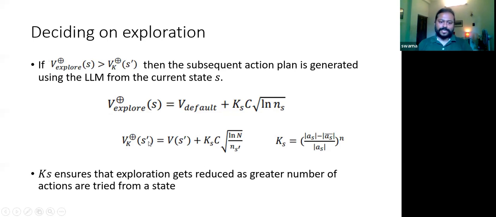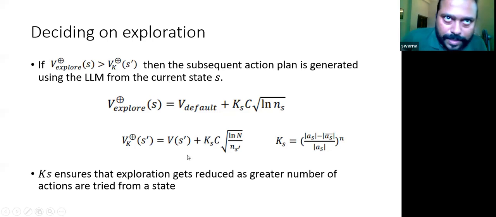Now, this Vs dash is, in other terms, we can say the Q value of a particular state S. S dash is a child state of a specific state S. So Vs dash is the value of the child state S dash, and this is the exploration factor multiplied by this Ks term. You can also consider this as the Q value of the state S.